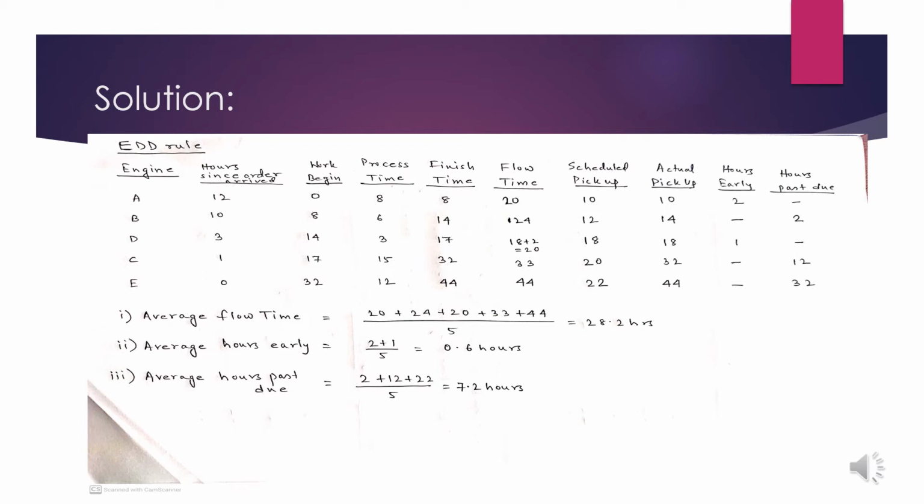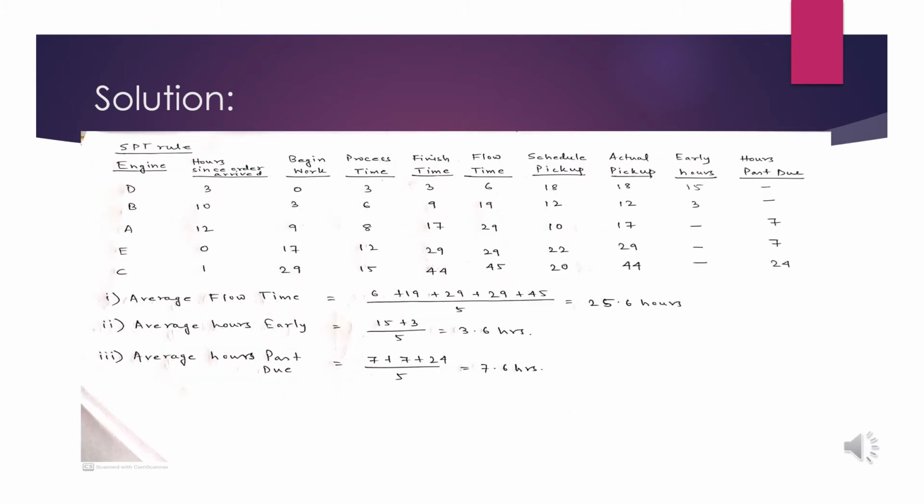So finding the average flow time is very easy. All the flow times divided by the number of engines gives us 28.2 hours. Average hours early, 2 plus 1 divided by the number of engines, gives us 0.6 hours, and average hours past due is 2 plus 12 plus 32 divided by 5, which is 7.2 hours. So this is how we schedule the jobs based on the EDD rule.